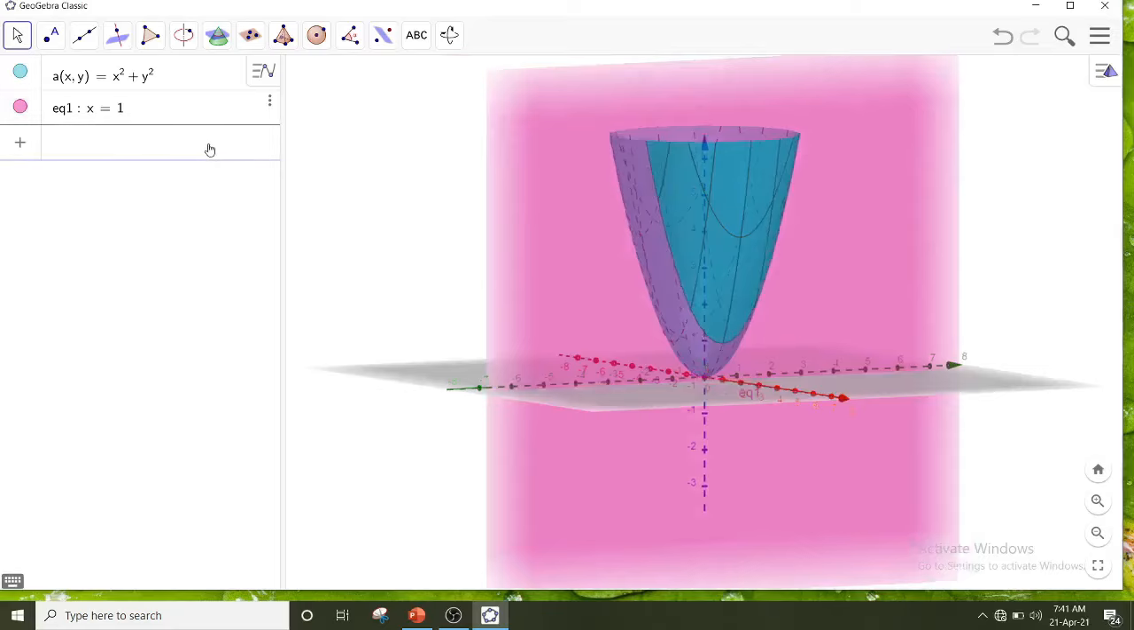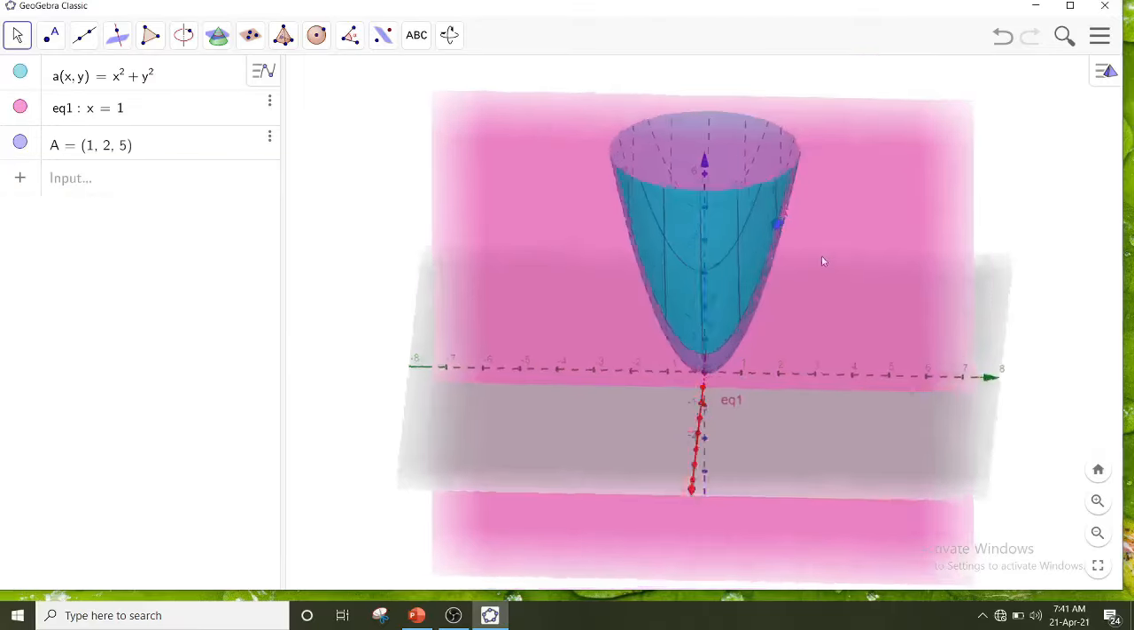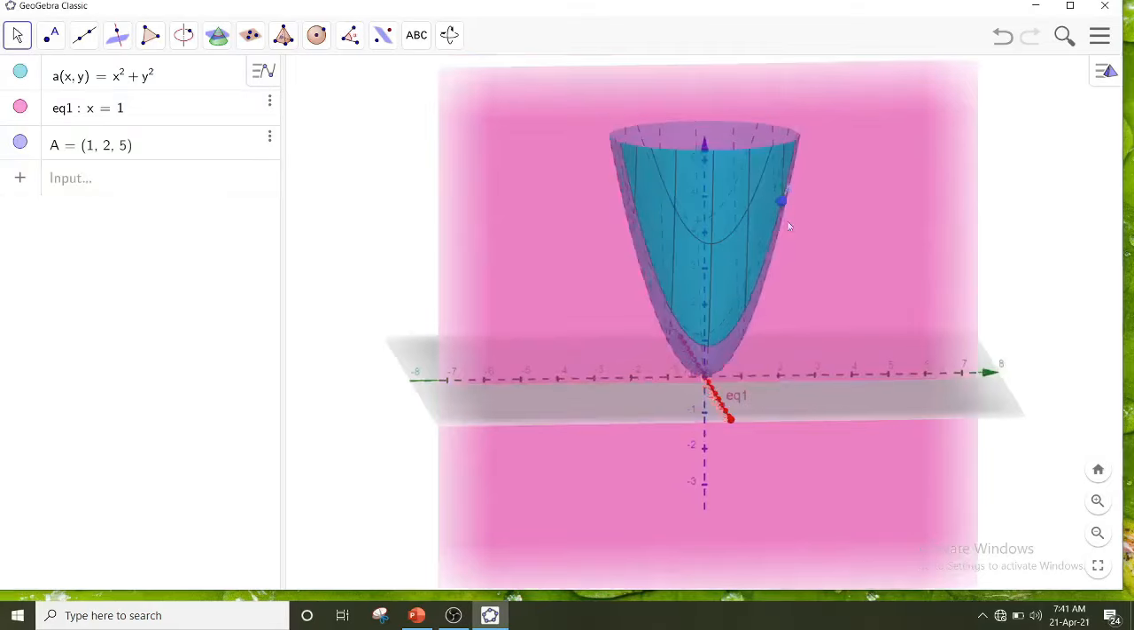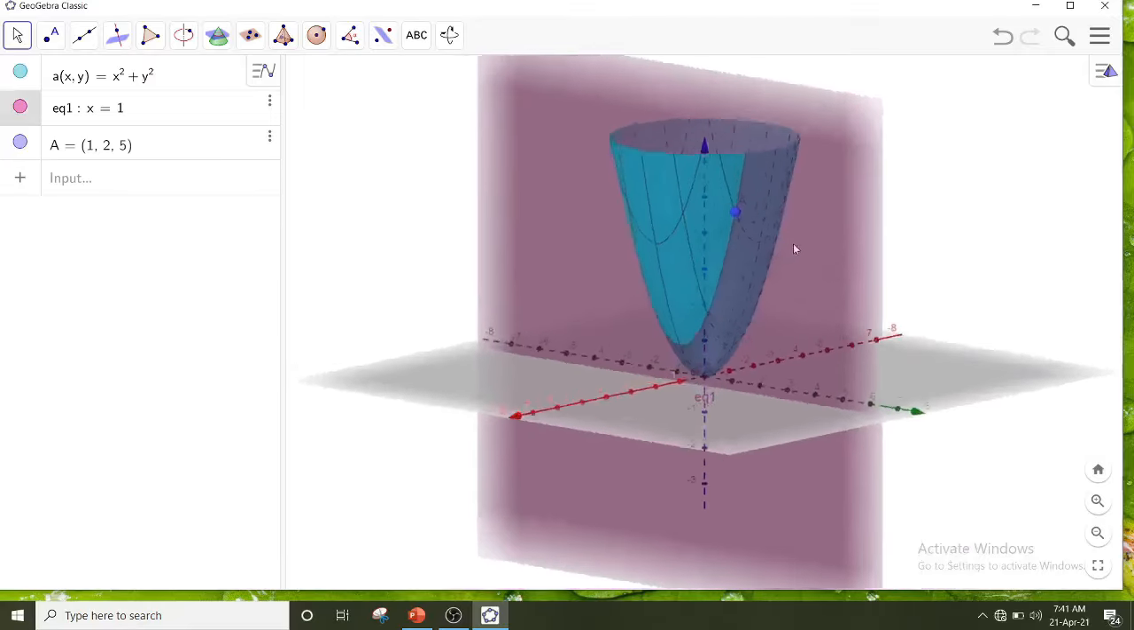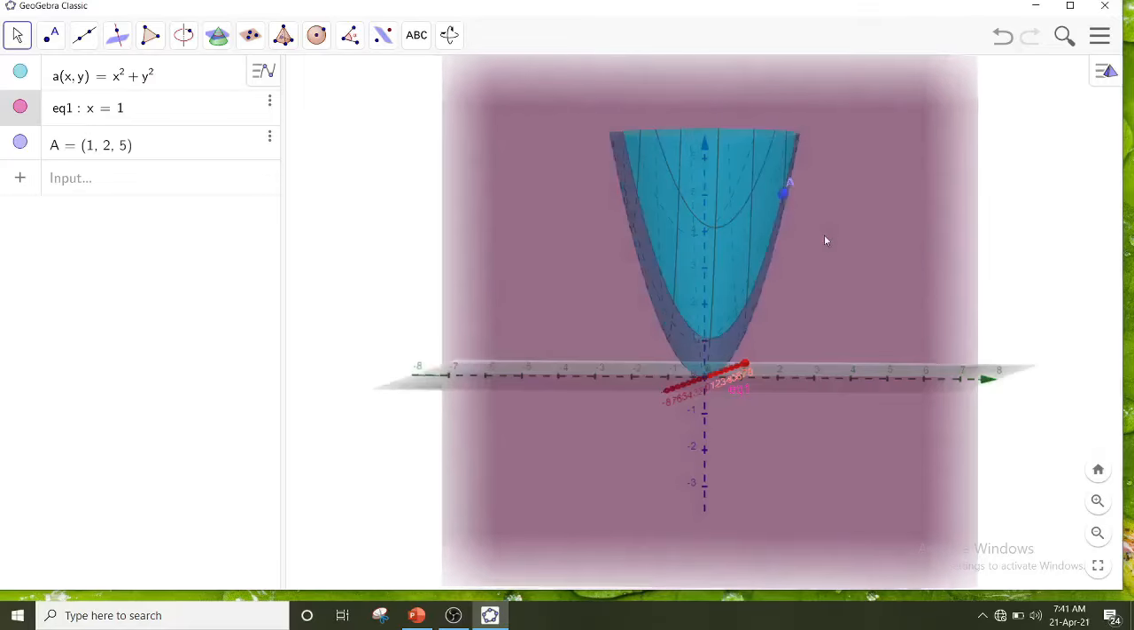Now let us look at where the point 1 comma 2 comma 5 is. Look at the figure, point A, the blue one. It lies on this parabola only. Therefore, at this point the tangent will be like this. At this point you have to find the tangent, and calculate that slope.